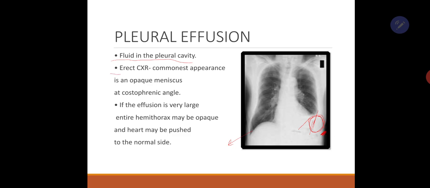On an erect chest X-ray, the commonest appearance is an opaque meniscus at the costophrenic angle. See, you can see the opaque meniscus. If the effusion is very large, the entire hemithorax may be opaque and the heart may be pushed to the normal side. So, pleural effusion pushes the heart, the mediastinum and the trachea to the opposite side, or the contralateral side.